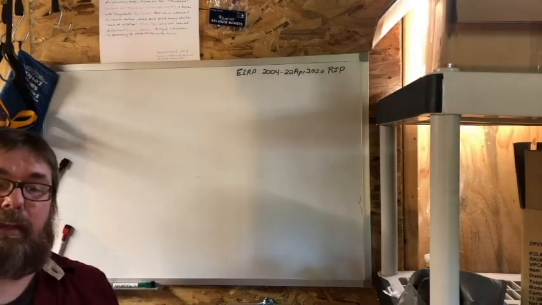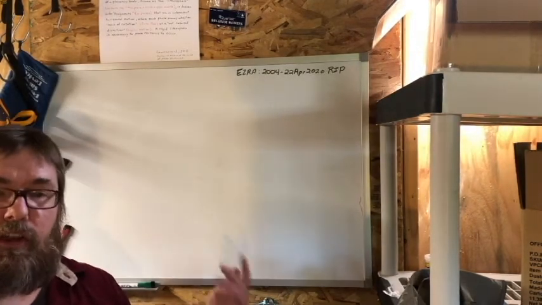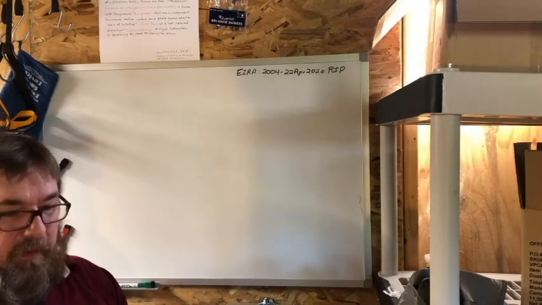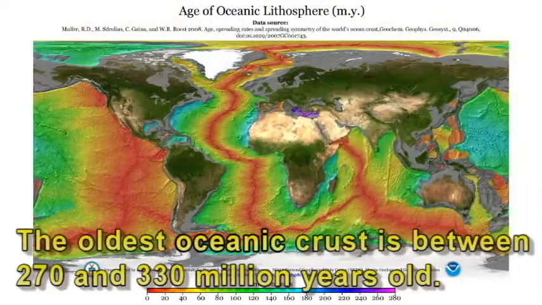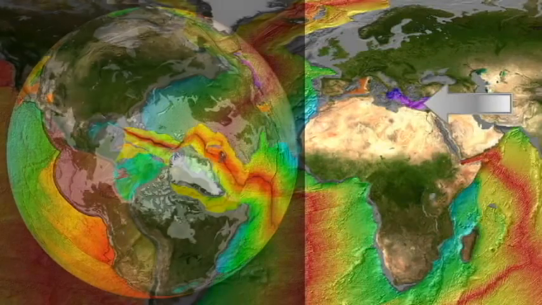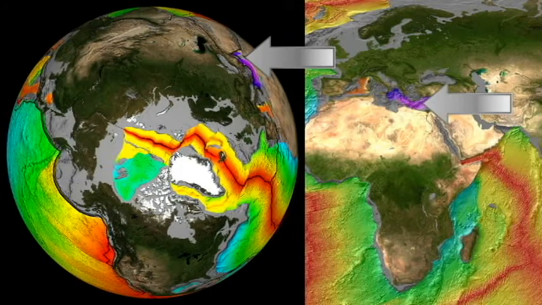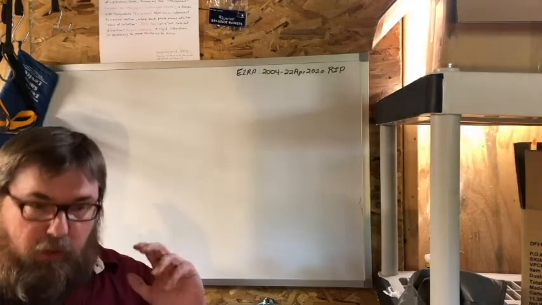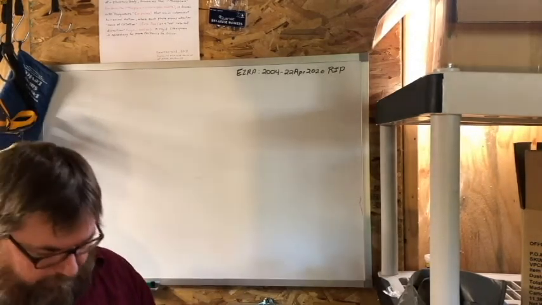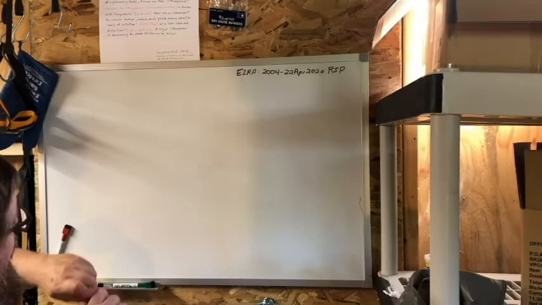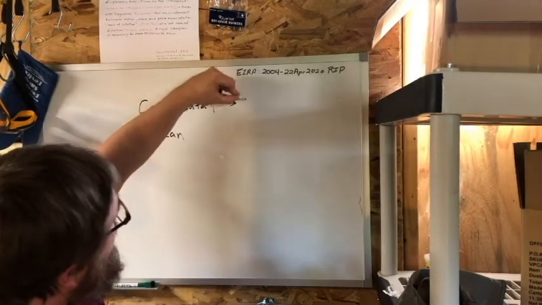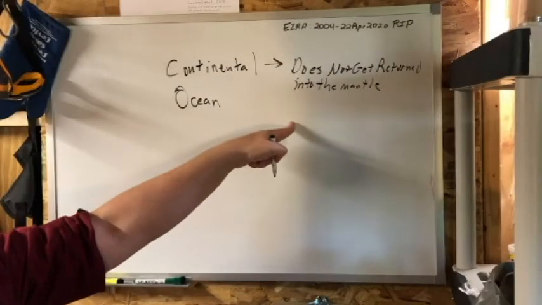We use paleomagnetic data to determine the age of the ocean floor. Now that only gets us back until Pangea. There is some older ocean crust from pre-Pangea in the Mediterranean that has survived, but it's slowly getting consumed. It'll be gone in the next probably 20 million years. So we use paleomagnetic data. Well, eventually the continental crust stays at the surface of the Earth. It does not get returned into the mantle.